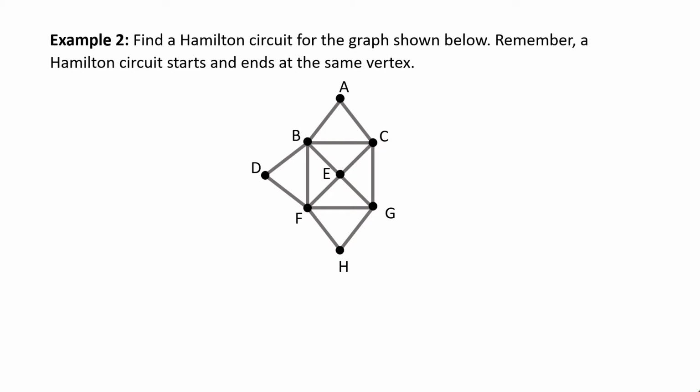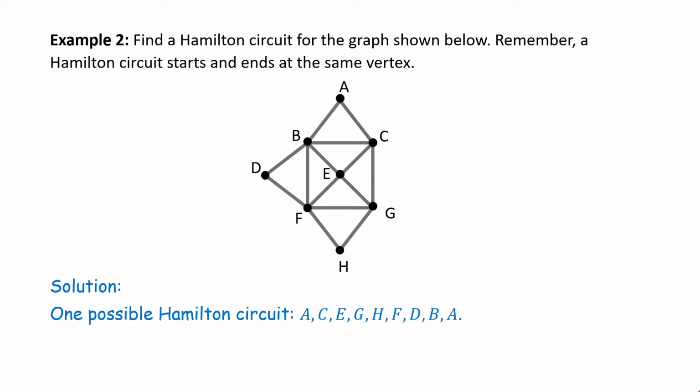Example, find a Hamilton circuit for the graph shown. Remember, a Hamilton circuit starts and ends at the same vertex. Solution, one possible Hamilton circuit. I'll start at A. My path will be A, C, E, G, H, F, D, B, back to A. We have tagged each vertex once and only once and ended up where we started. Take a few moments now for you to find your own Hamilton circuit.